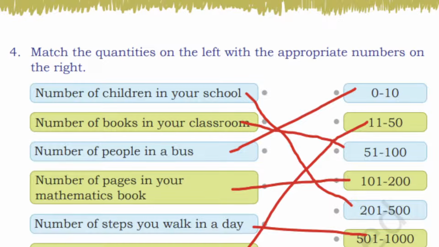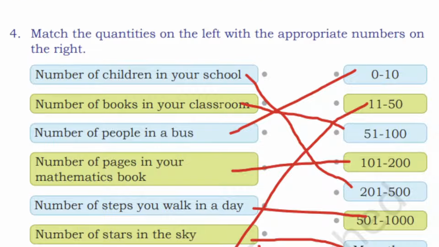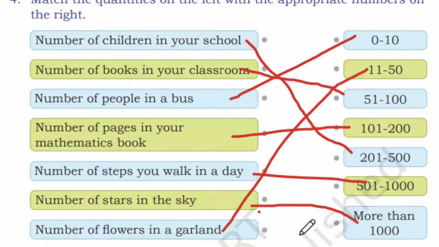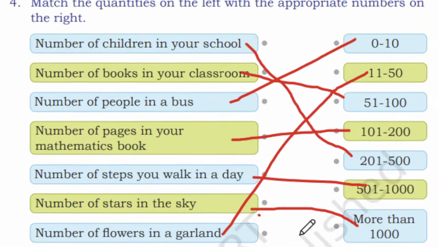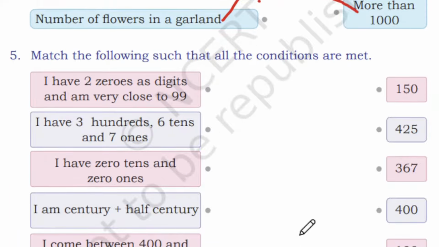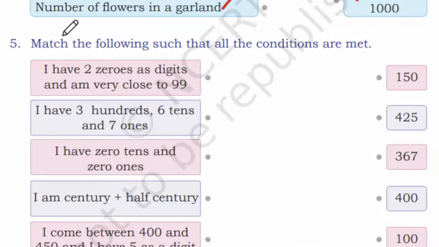Okay, so these are not exact numbers, it's just an approximate figure. So next one, match the following such that the conditions are met. So this is like an appropriate value. Let's see, we have been given 150, 425, 367, 400 and 100.